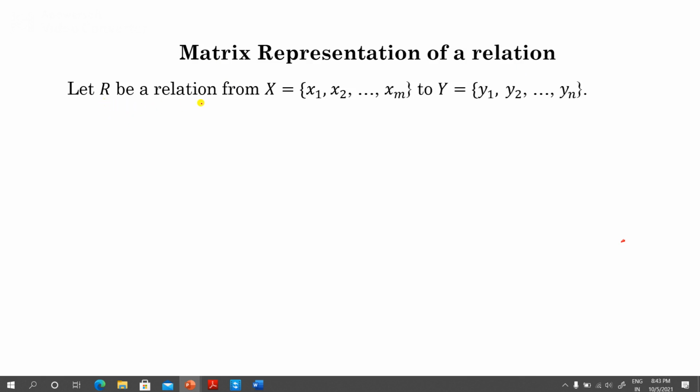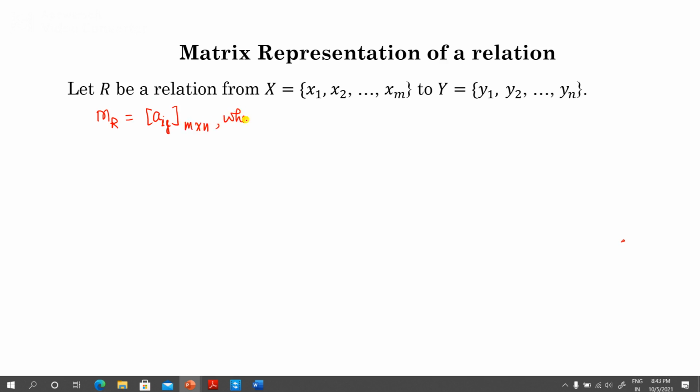Let R be a relation from X to Y, where X equal to x1 to xm, and Y equal to y1 to yn. So the matrix of a relation we denote by MR. This is a matrix, and suppose its ijth element is aij. The order of this matrix will be m by n.